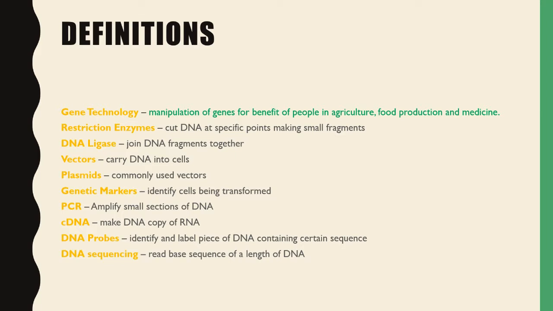Restriction enzymes are enzymes that cut DNA at specific points, making small fragments. DNA ligase will join DNA fragments together. Vectors will carry DNA into cells. Plasmids are commonly used vectors. Genetic markers identify cells that have been transformed. PCR amplifies small sections of DNA. cDNA makes a DNA copy of RNA. DNA probes identify and label a piece of DNA which contains a certain sequence, and DNA sequencing is whenever you read a base sequence of a length of DNA.